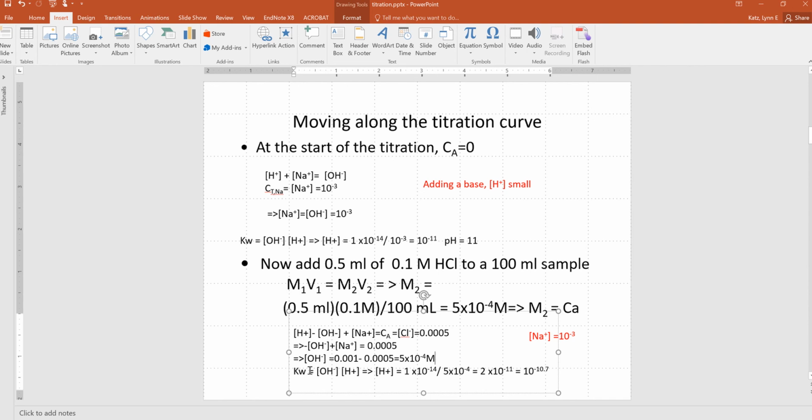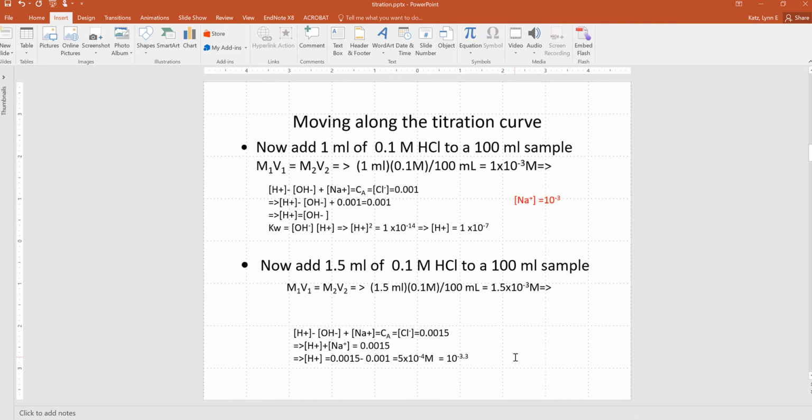So I can write again, Kw is equal to OH- times H+, solving for H+, equal to 10 to the minus 14, divided by 5 times 10 to the minus 4, which is the hydroxide ion concentration, equals 2 times 10 to the minus 11, or 10 to the minus 10.7, and therefore my pH is equal to 10.7. So by adding 5 times 10 to the minus 4 molar of hydrochloric acid, my pH went from 11 to 10.7.